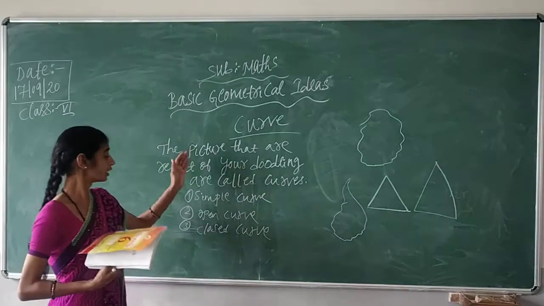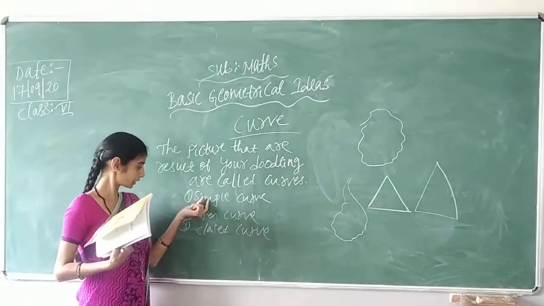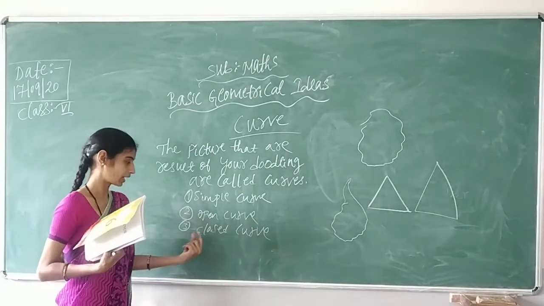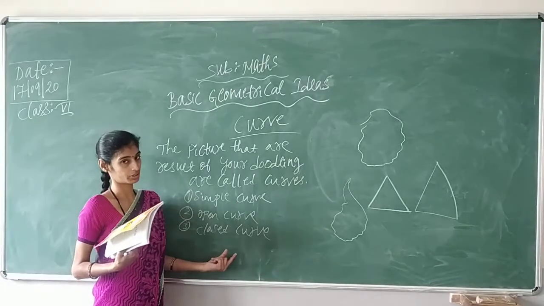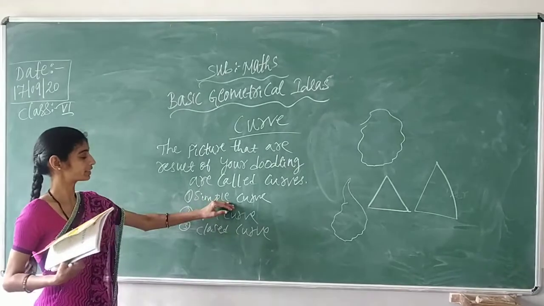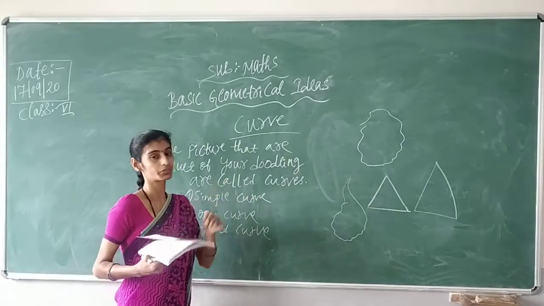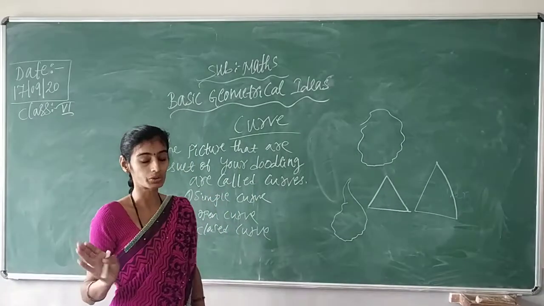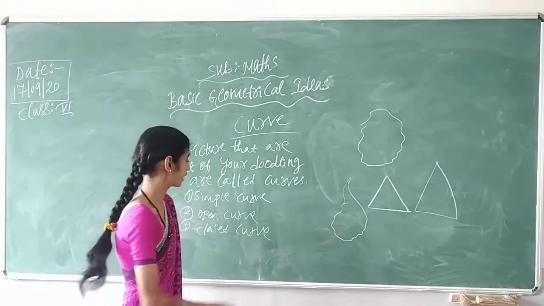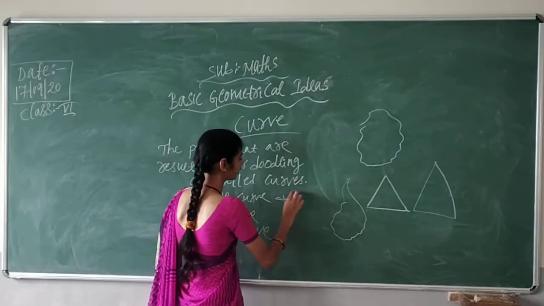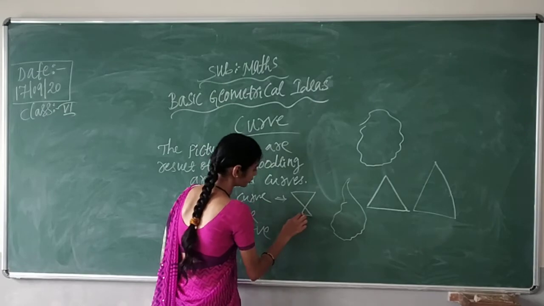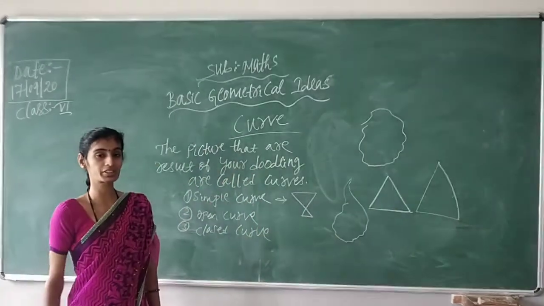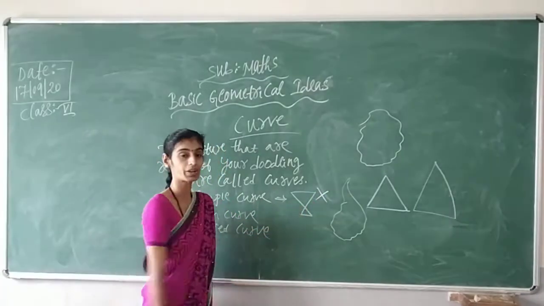And then next, we have discussed the simple curve, open curve, and the closed curve. Okay. So first we will see the simple curve. They are very simple. Simple curve means they are not going to cross each other. Like if I draw one figure like so, is this a simple curve, children? No. Why?